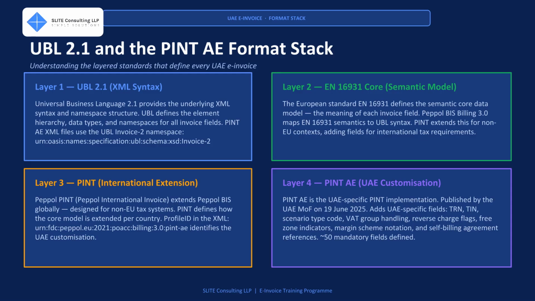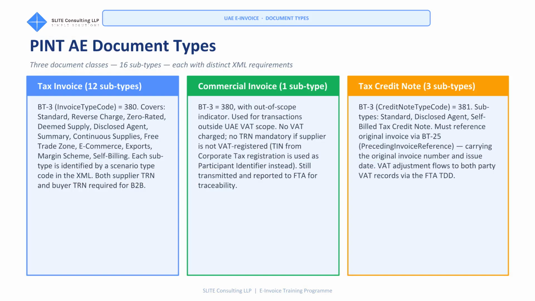Now let's look at what types of documents you'll actually send. 3 document classes, 16 subtypes in total. Tax invoices are the biggest bucket, 12 subtypes covering standard supplies, reverse charge, zero-rated, deemed supply, exports, free zone, margin scheme, self-billing, and more. Each subtype is identified by a scenario code in the XML, and your code needs to set that correctly per transaction.